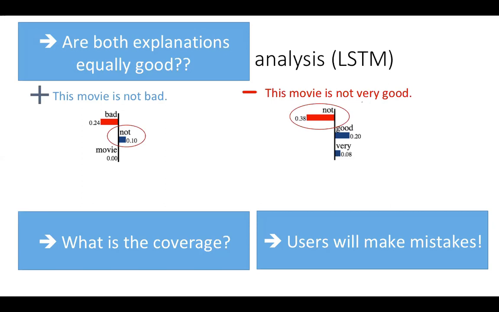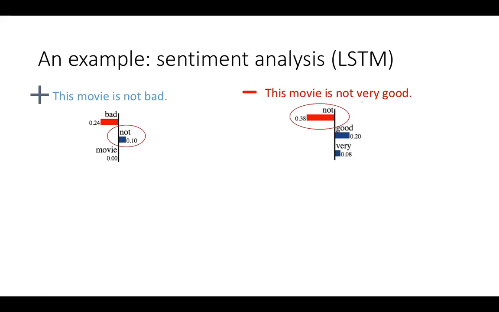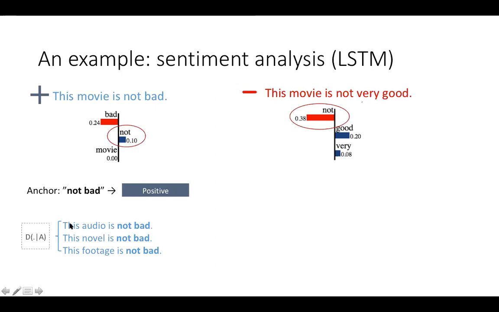Now the question is, can something be done? And here comes the beautiful idea of anchors which the authors introduce. So you see, if you have a phrase like not bad, it is almost always going to be associated with positive sentiment. Say for example, you have instances like this audio is not bad, this novel is not bad, this footage is not bad. The presence of a phrase like not bad gives you a higher guarantee that this particular statement has a positive sentiment in it. These sorts of phrases are what the authors call anchors.